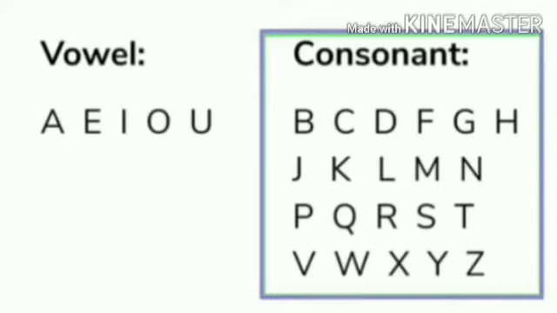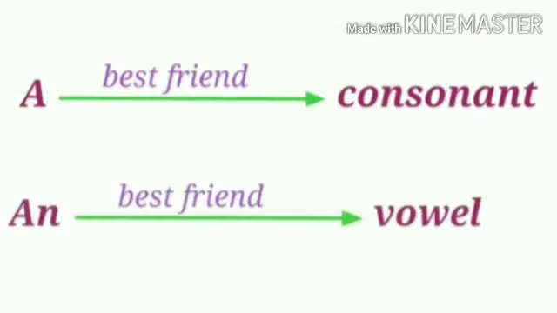Dear students, listen carefully. A's best friend is consonant. So the article a is specifically used with a naming word which starts with a consonant sound. Okay? And an's best friend is vowel. So the article an is used with a naming word which starts with a vowel sound.